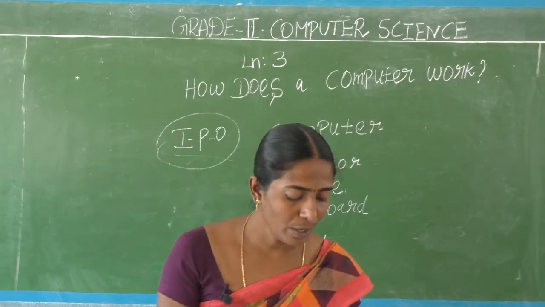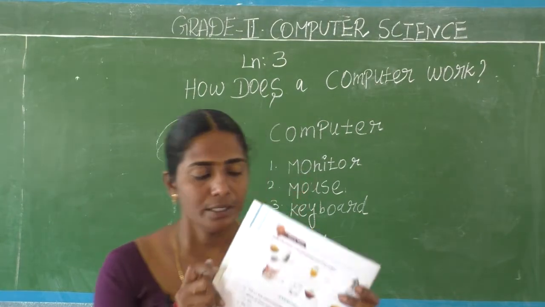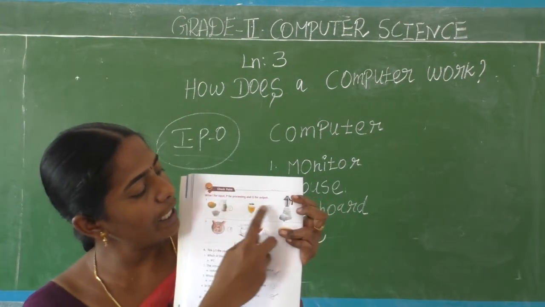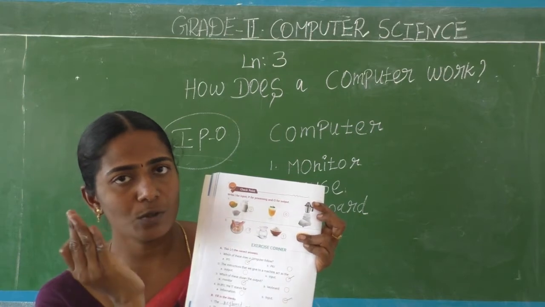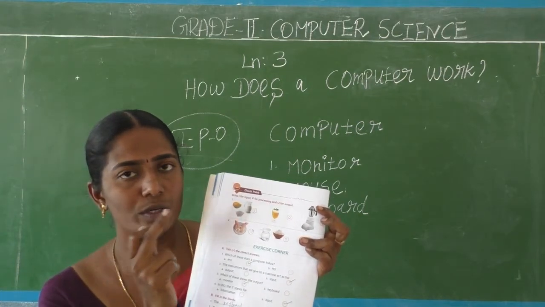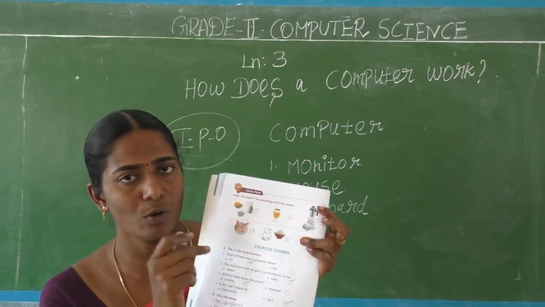See, I am going to give another example also. See, what is this? Here 3 pictures are given. Can you identify which one is the input, which one is the process, which one is the output?